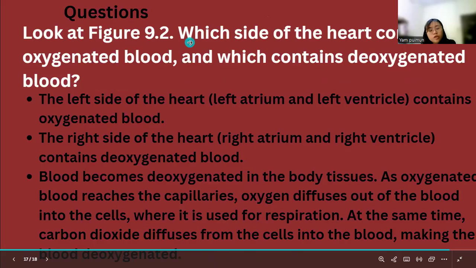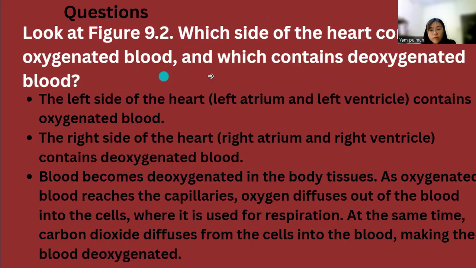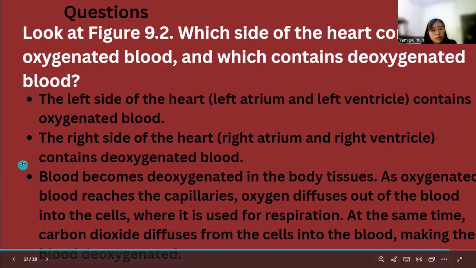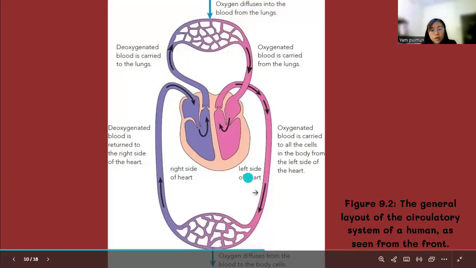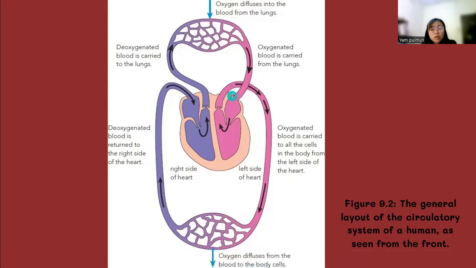So what is the question? Which side of the heart contains oxygenated blood and which side contains deoxygenated blood? So let's go back to the diagram. So here is the left side of the heart. Do you remember that the left side and the right side of the heart are actually opposite of our left side and right side? This is because the diagram shows the heart that is in our chest.